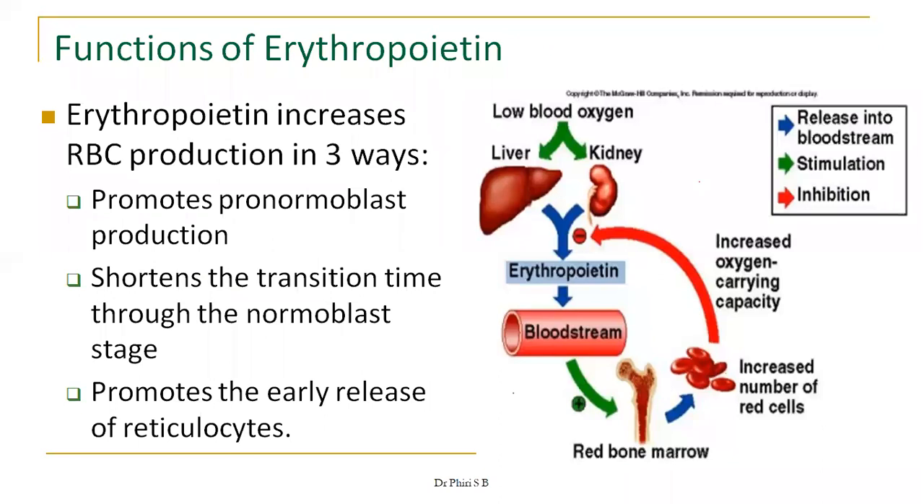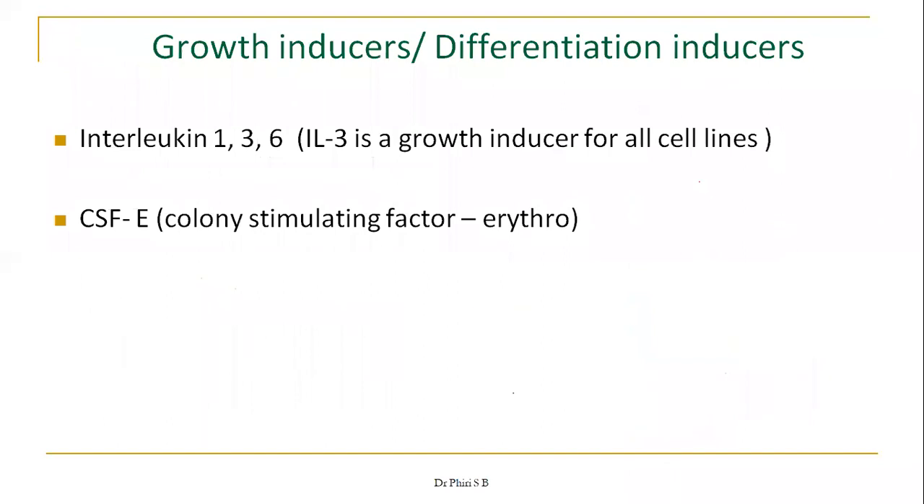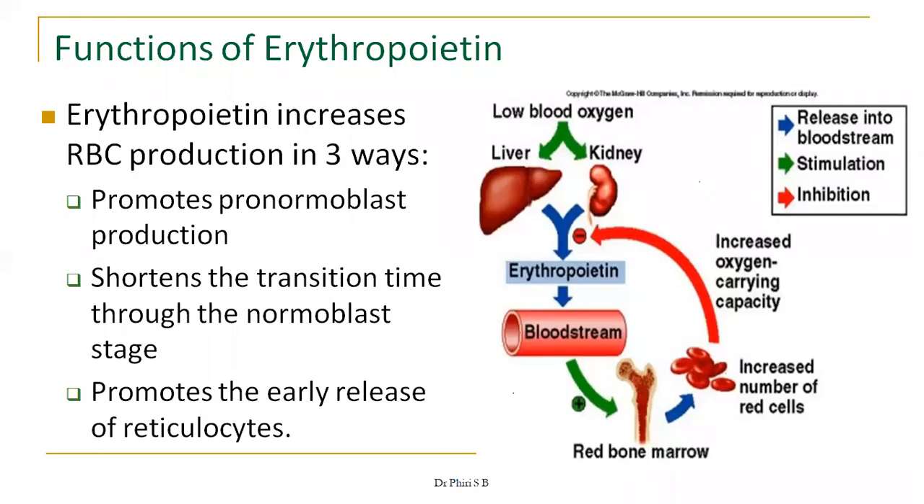So it's coming from the liver and the kidneys, and then it will be transported by the bloodstream to the red bone marrow to stimulate the production of red blood cells. So there will be an increase in the number of red blood cells after erythropoietin. That's the major function of erythropoietin. There are three sub-functions of erythropoietin as listed here.